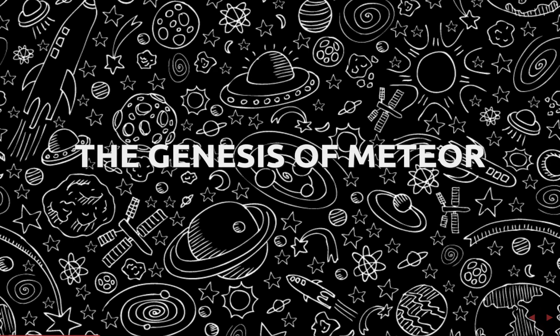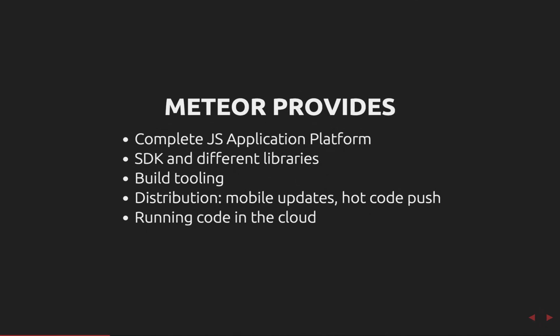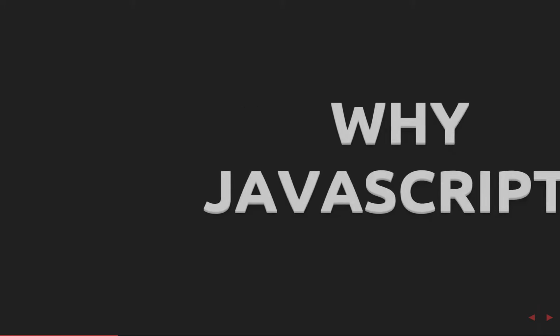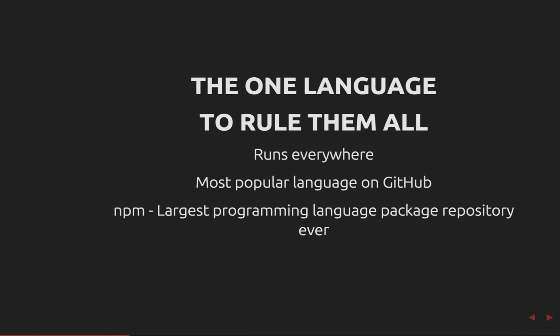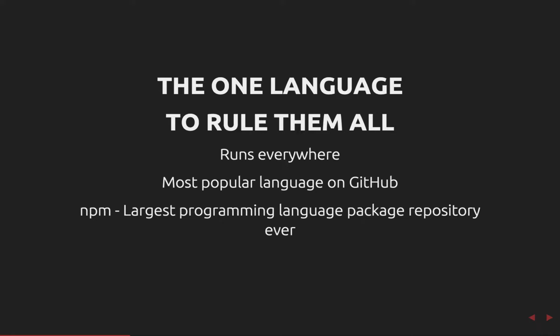The genesis of Meteor. Meteor was born. Meteor provides a complete JavaScript application platform, an SDK and different libraries and packages, build tooling, and distribution. So as far as deploying your code, some really cool hot code push stuff, and then running code in the cloud. Again, cloud is overused. So why JavaScript? I believe JavaScript is the one language to rule them all. It's the gateway drug. You start using JavaScript and you can't stop. I am evidence of that.